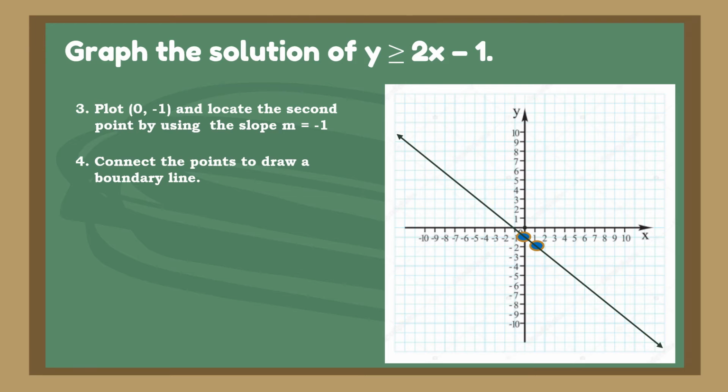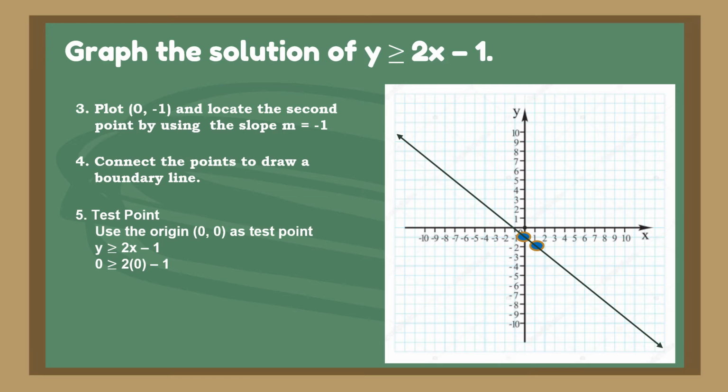Our boundary line is a solid line because our inequality symbol is greater than or equal to. Test point. So again, use the origin (0, 0) as our test point. Reminder, you can use any point above or below the line. So y is greater than or equal to 2x minus 1.